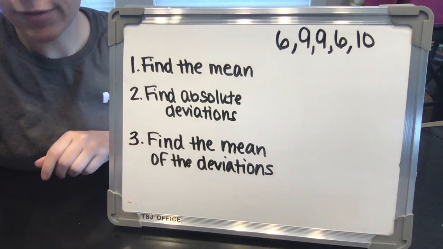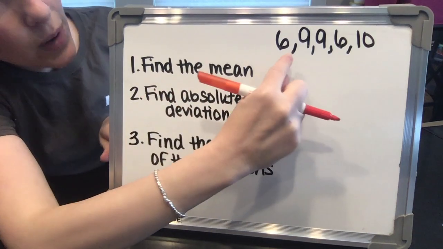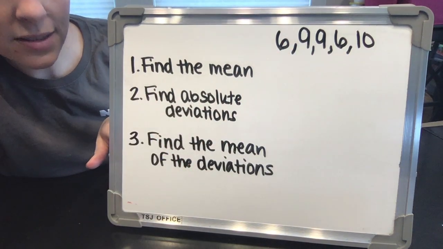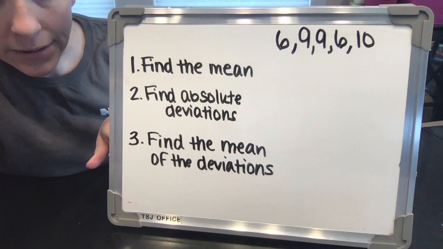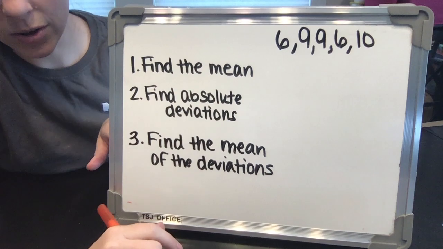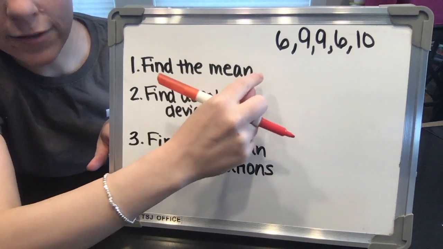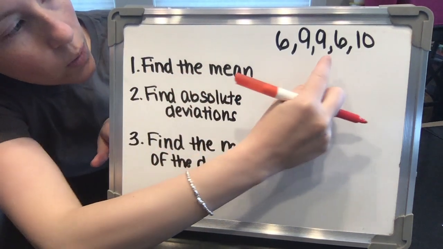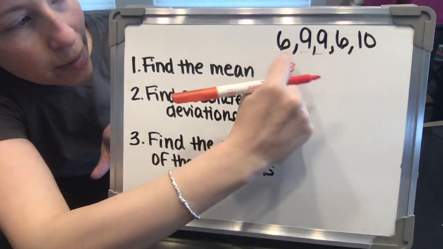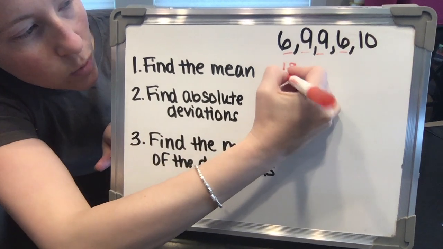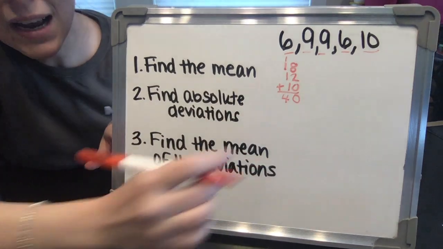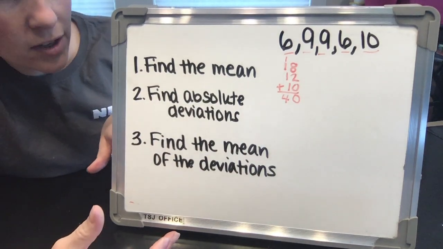Step number 1, we're going to find the mean of this data. So we have a 6, 9, 9, 6, and 10. We're going to pretend these are the ages of students on a playground. So we have a 6-year-old, a 9-year-old, a 9-year-old, another 6-year-old, and then we have a 10-year-old playing. Let's find the mean or the average age of these students. So we're going to add all of these together. I'm going to add 9 and 9 to get 18. I'm going to add 6 and 6 to get 12, and then we have the 10-year-old. Let's add these up. So we got a total number of years of 40.